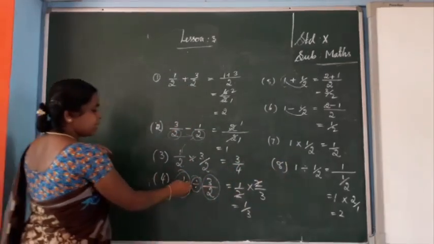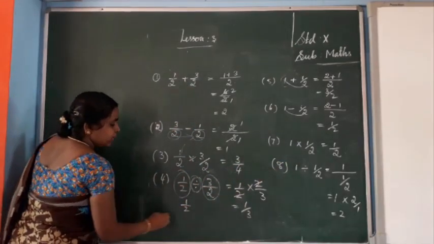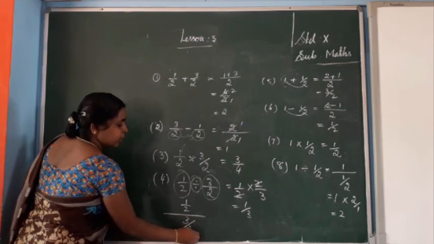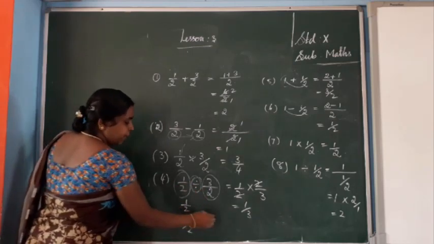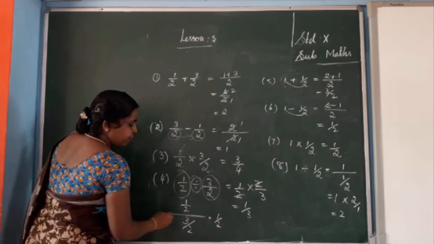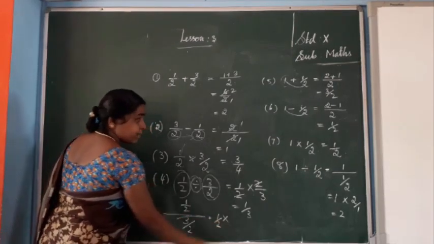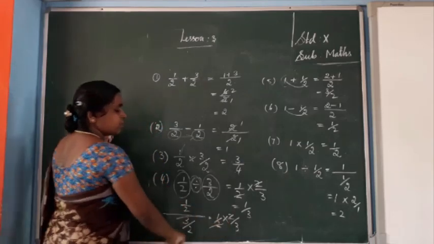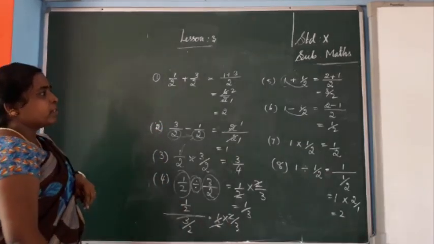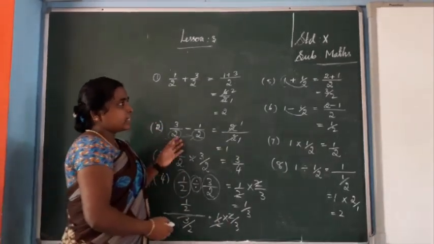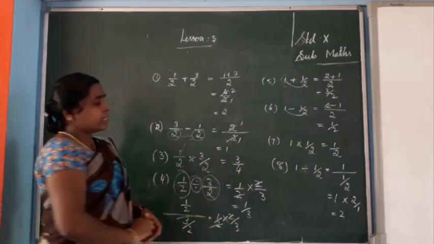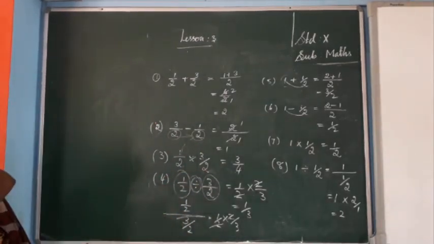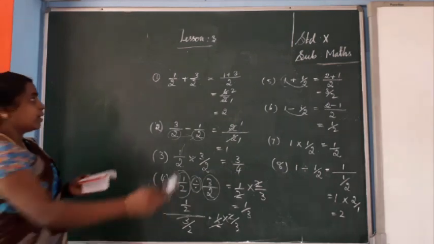Here also 1 by 2 divided by 3 by 2. Both are the same. So 1 by 2, instead of divide you put the multiplication symbol, then the reciprocal of the second value. So 2 cancels. So the answer is 1 by 3. Next class we can see the next 2. Today this much is enough. I am going to continue the last day's portion.